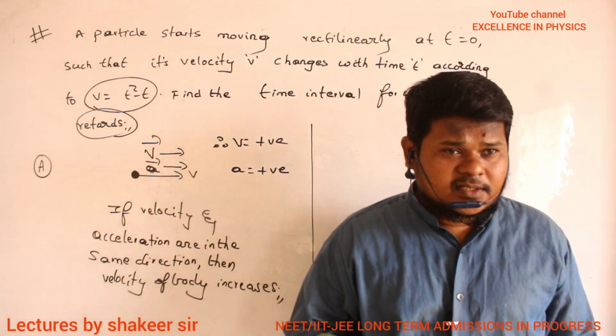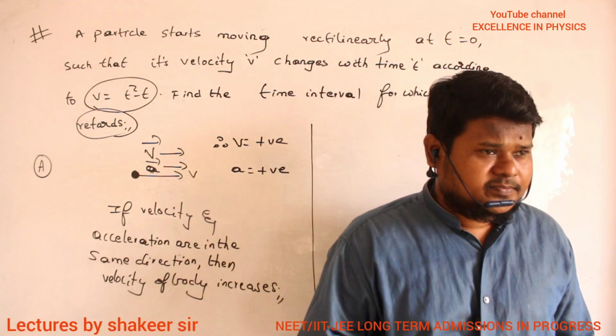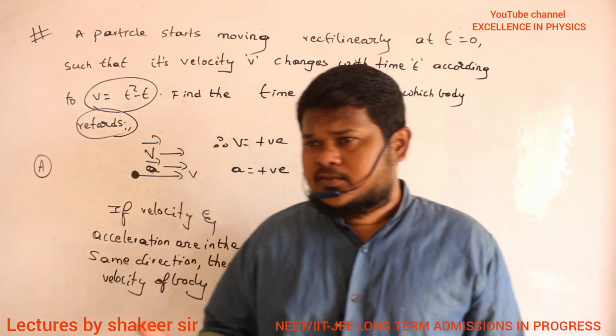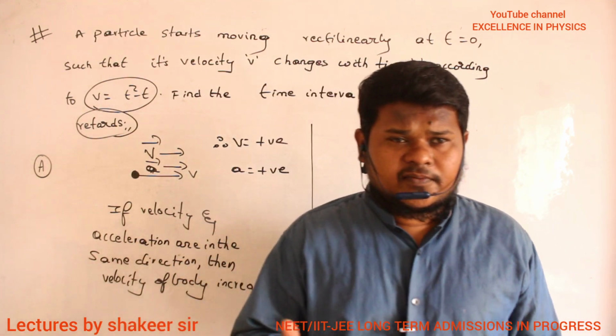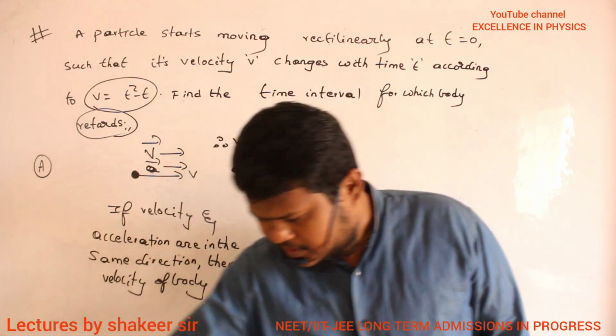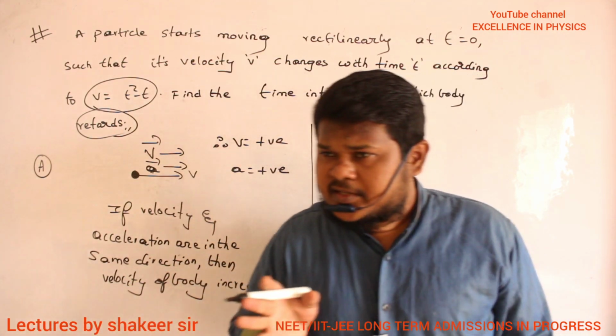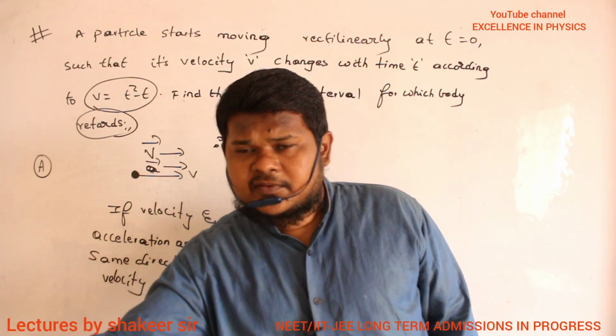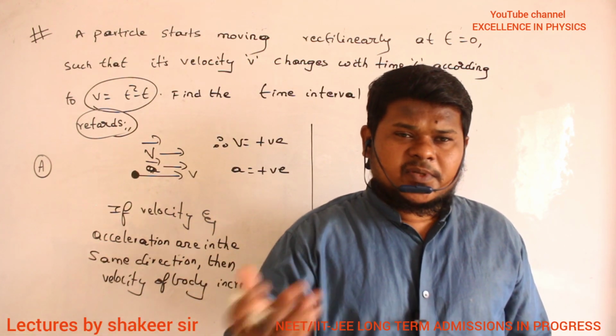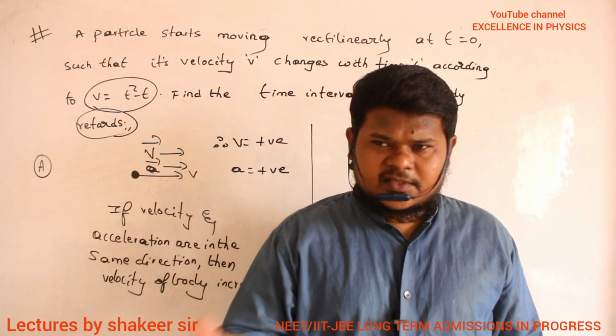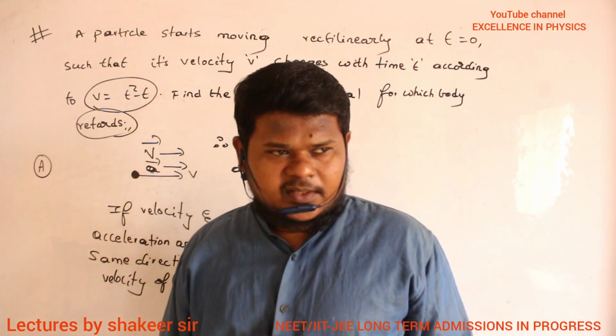Acceleration will be in which direction? Acceleration will be in the direction of net force. If you are applying force in this direction, acceleration also will be in the same direction. So the body is moving in the positive x-axis, and you are applying force in the opposite direction. Then what happens to the velocity of the body? Velocity reduces. That is called retardation.